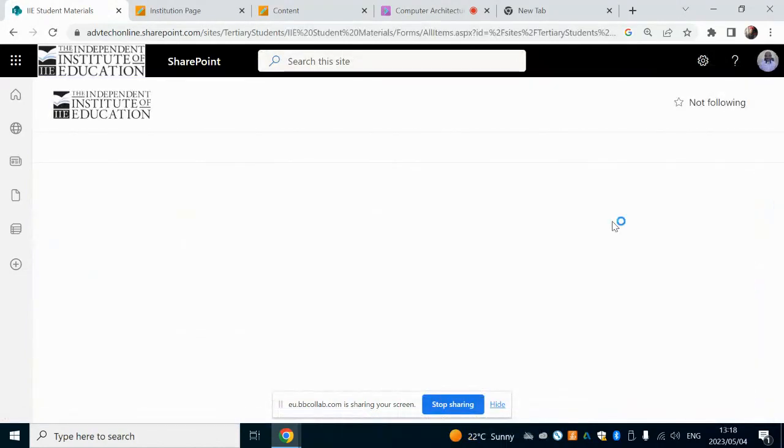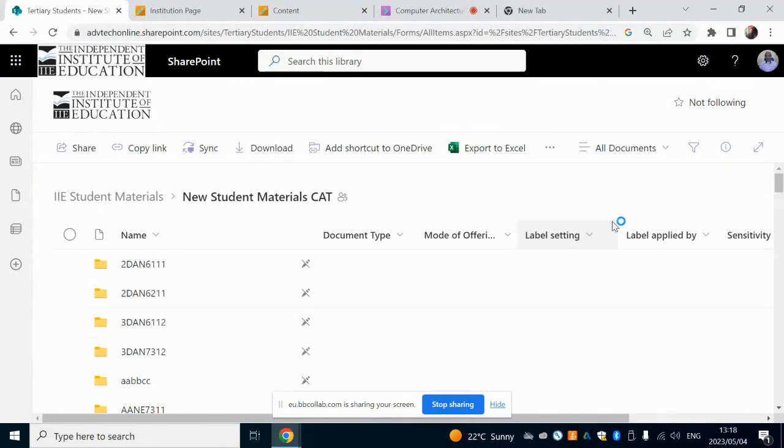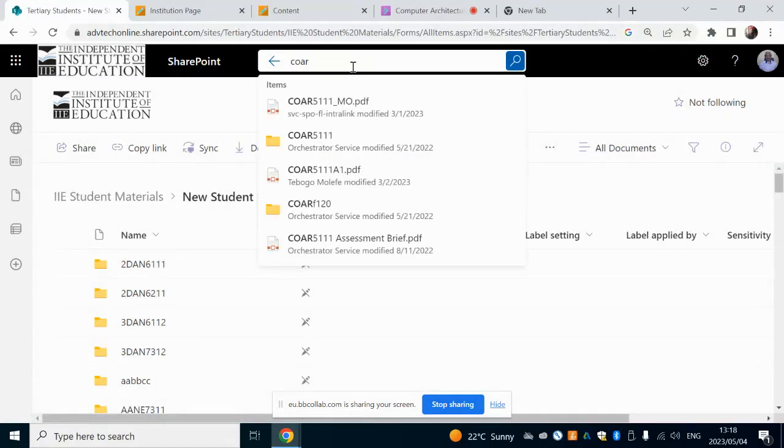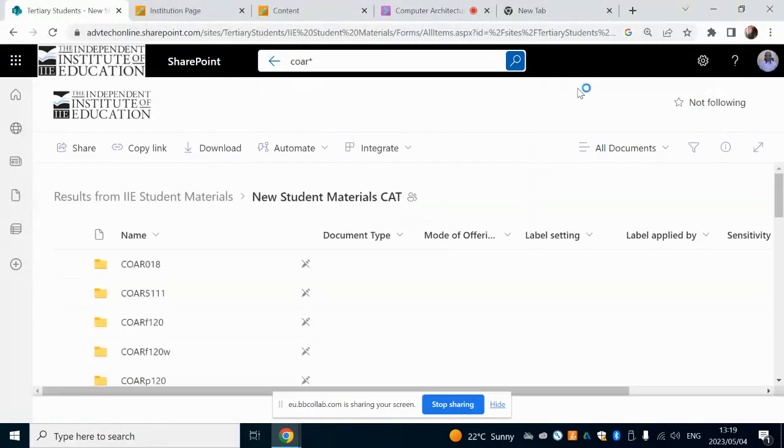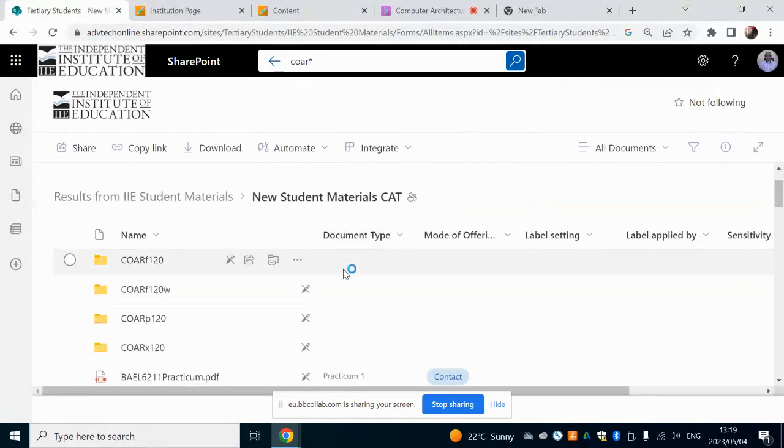So I've gone to current students and I'm looking under my student materials for computer architecture. I can simply type in here COAR and then an asterisk. Asterisk is a wildcard. Wildcard means anything starting with COAR and whatever comes afterward, it's going to look for it. Then I click on search. So it tells me there's all the COAR.